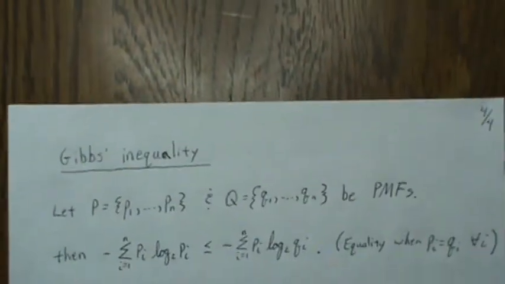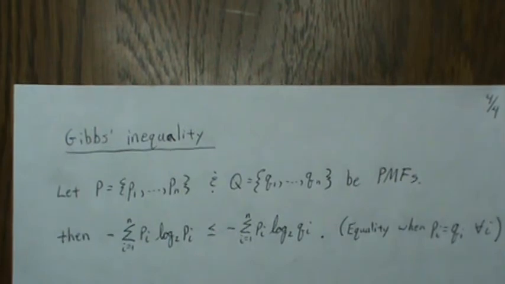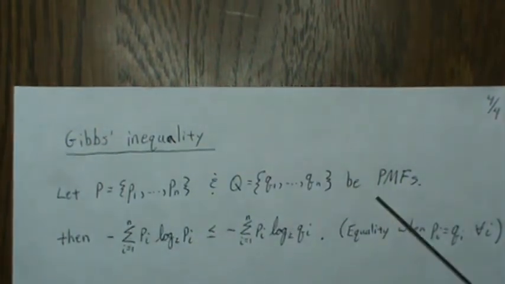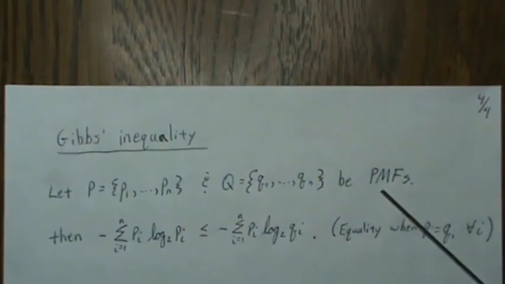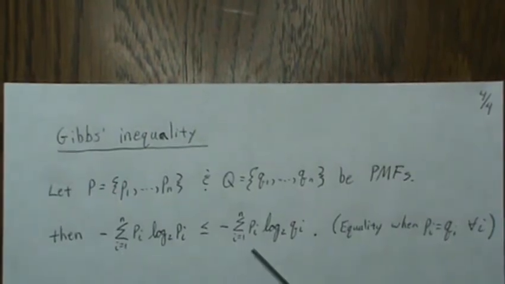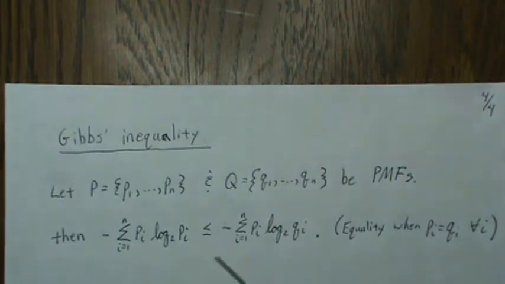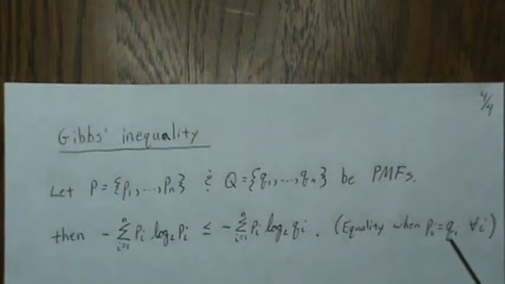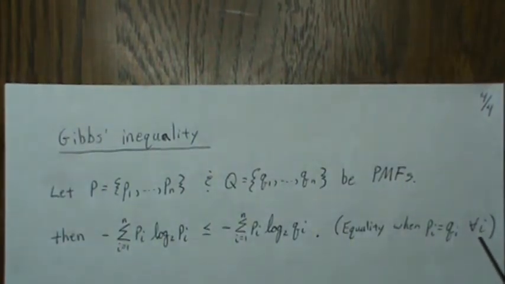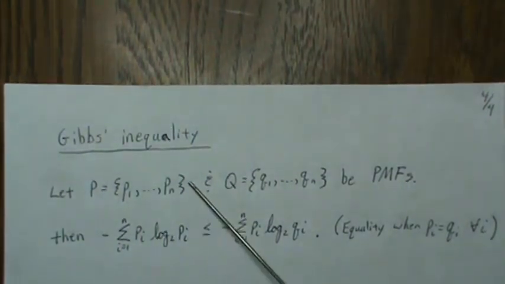So here's Gibbs inequality. If we let P and Q be probability mass functions, then this quantity, which has to do with entropy, which we won't discuss much here, is always less than the cross entropy. And these two quantities are only equal when each of the outcomes, p_i, is equal to q_i, and that's for every i. Okay, so this is Gibbs inequality.